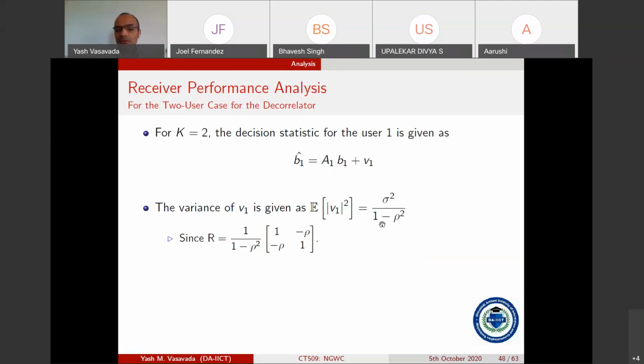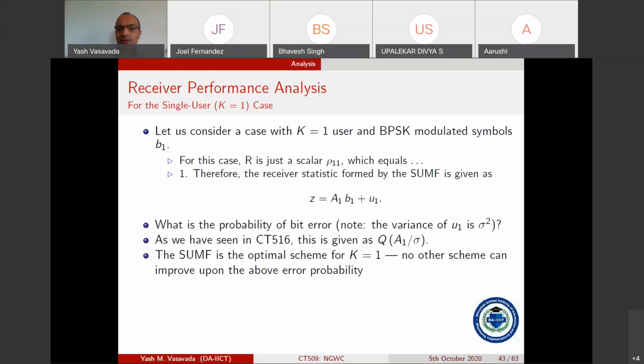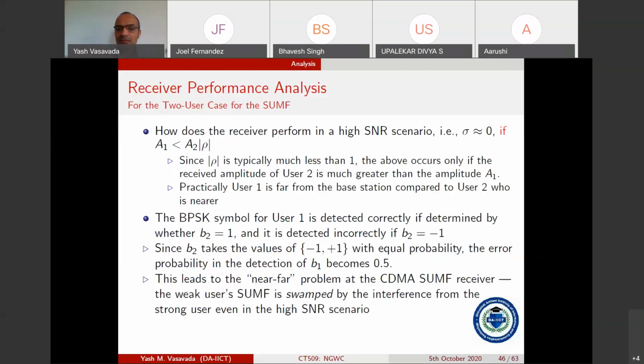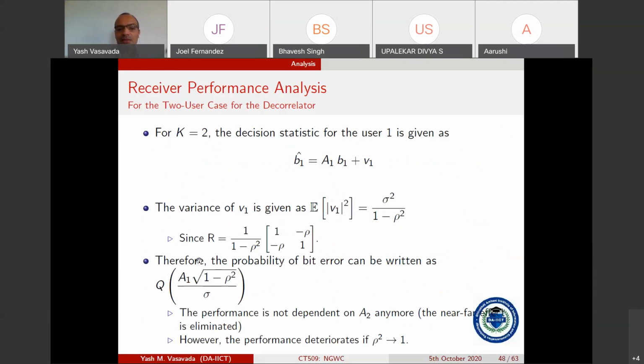And so this equation here is otherwise identical to this equation. The only thing that has happened is U1 has become V1. And so we expect the probability of error to have the same expression as this, Q of A1 divided by the standard deviation of the noise. But the variance of the noise has now become the original variance divided by 1 minus rho square. And so this is the probability of bit error. Does it make sense?